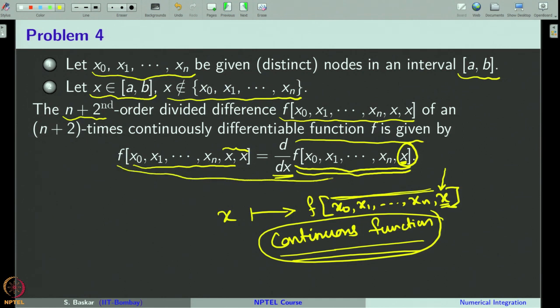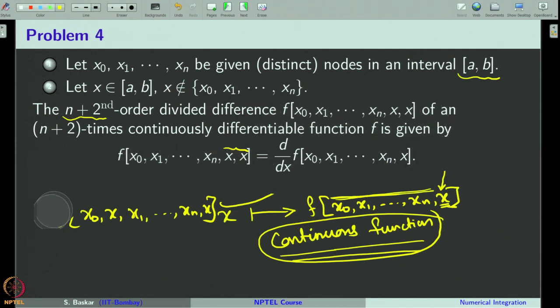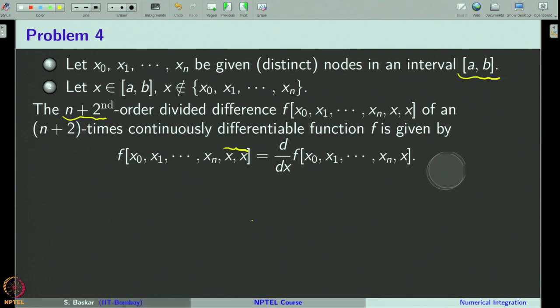Even in this formula, you may have f of x naught, x, comma x 1, comma x n, comma x. This can also be written in the same way. Again, this x on the right hand side can be placed anywhere among these nodes. Okay? So, the position need not be like this. That is what I am trying to say. This is clear from the symmetric property of the divided difference. Okay? So, you can place these nodes anywhere you want. That is what is very important here.